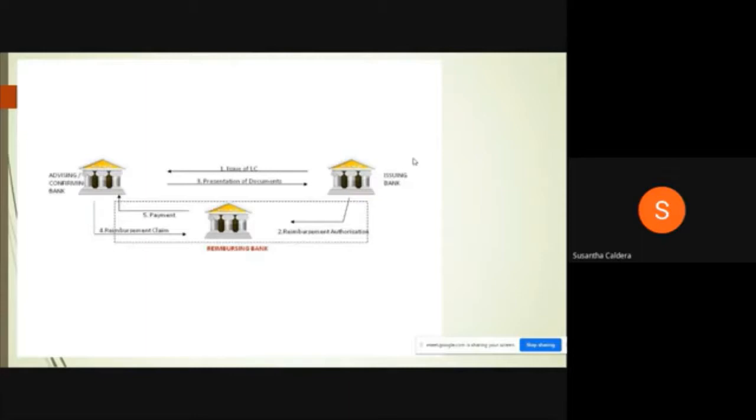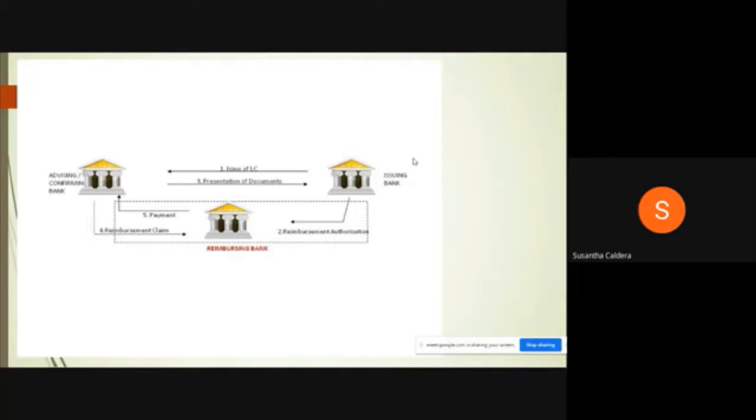the customer is in Dubai, Bank of Dubai. You advise the LC to Dubai Bank, and you send the reimbursement authorization to your correspondent bank in New York, that is Standard Chartered New York. Your reimbursing bank is Standard Chartered New York. So all your transactions should go through Standard Chartered New York, dollar transactions, right?